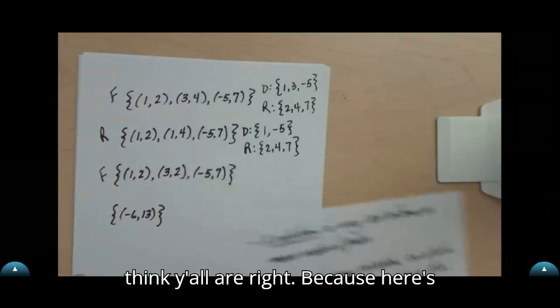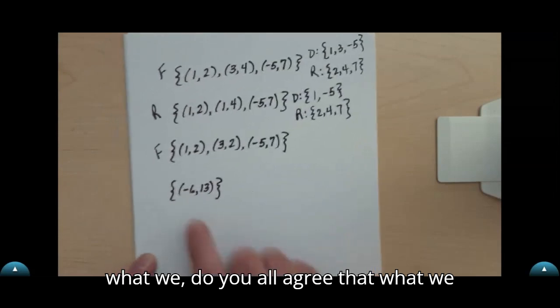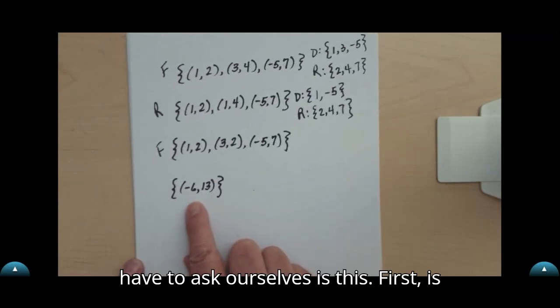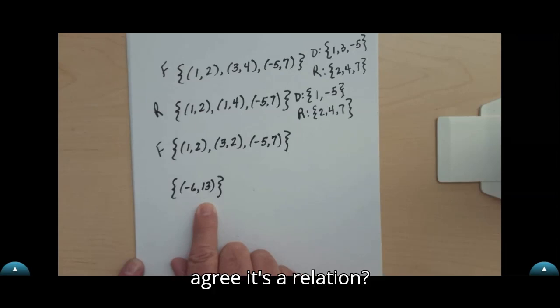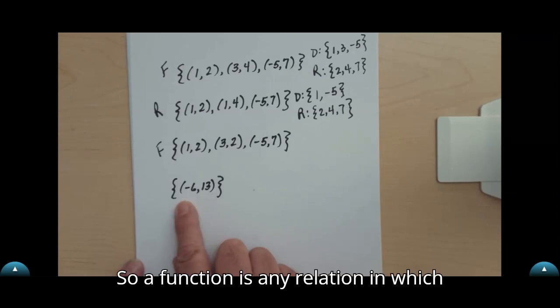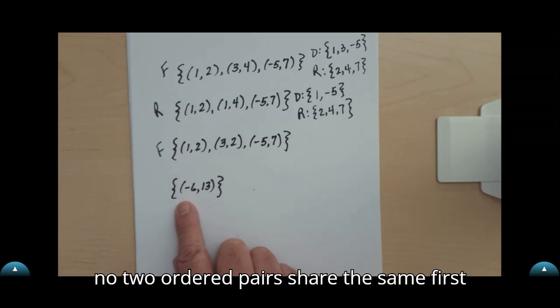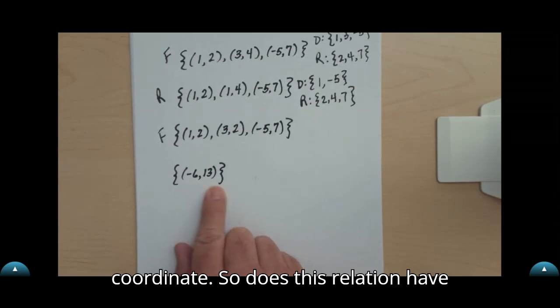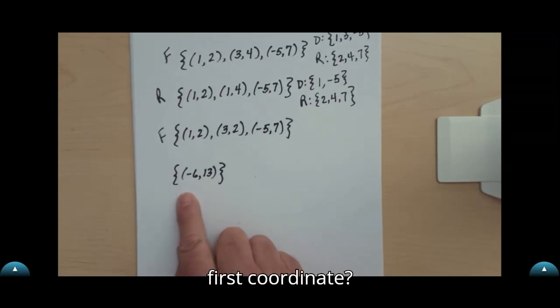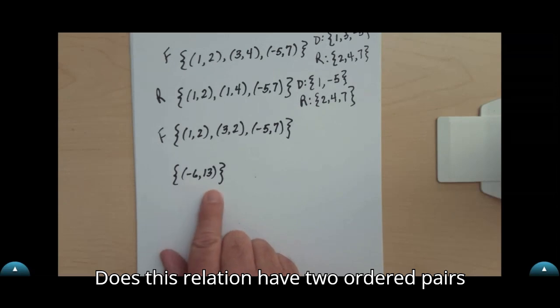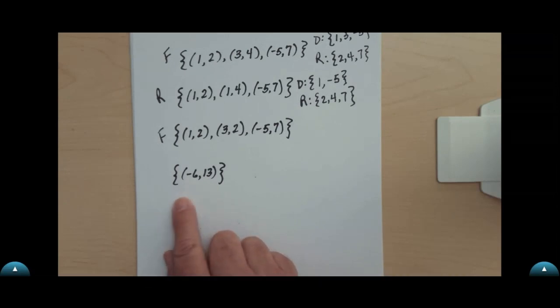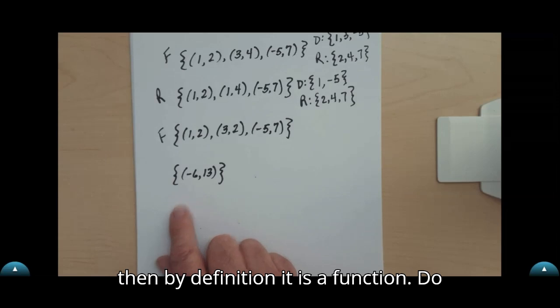So I think y'all are right. Here's what we have to ask ourselves: first, is it a relation? Yes. Everybody agree it's a relation? So a function is any relation in which no 2 ordered pairs share the same first coordinate. Does this relation have 2 ordered pairs that share the same first coordinate? No. Then by definition, it is a function.